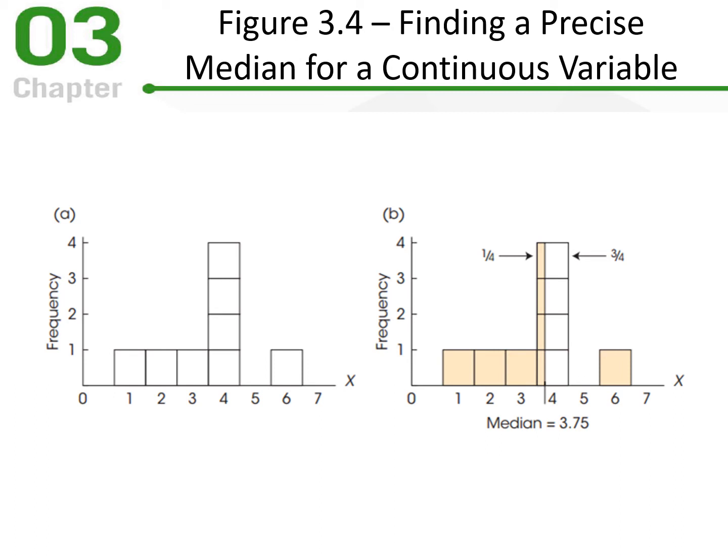So here's a very simple example of finding the precise median for a continuous variable. We have 1, 2, 3, 4, 5, 6, 7, 8 scores here, and they're represented by blocks. As you can see, the most frequent score here, which is technically the mode, is 4. You see that in figure A, right? In order to find the median, I need to find the middle point, the 50th percentile. So the 50th percentile means that 4 of the 8 blocks have to be to the left of the median, and 4 of the 8 blocks have to be to the right of the median.